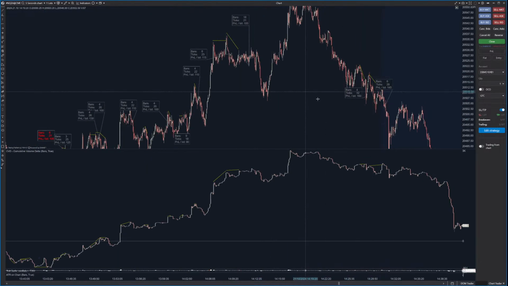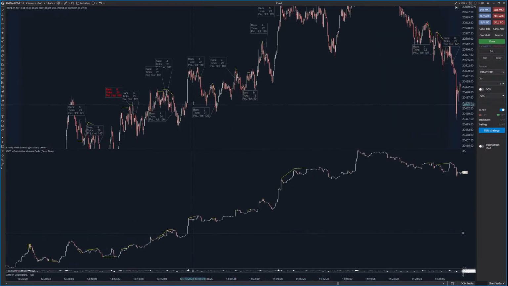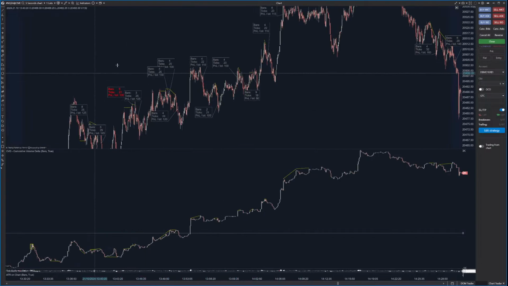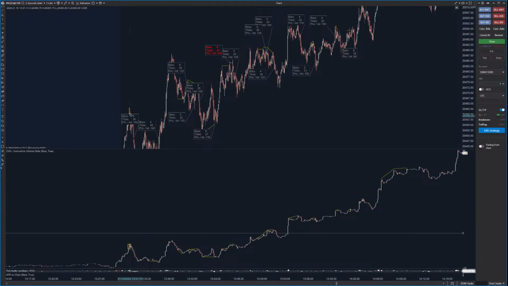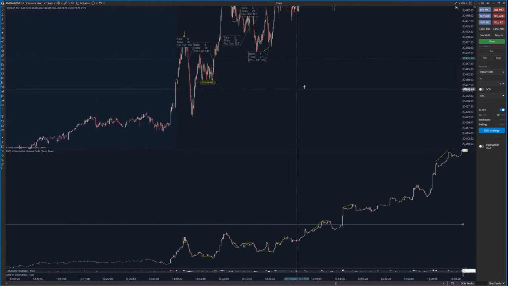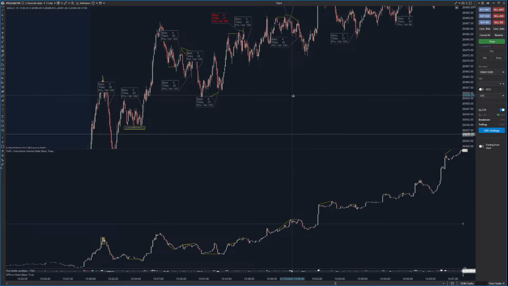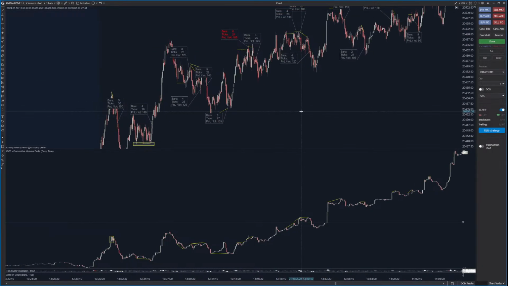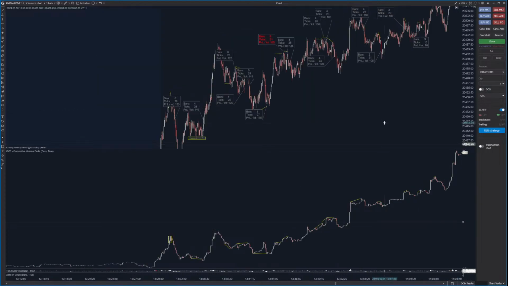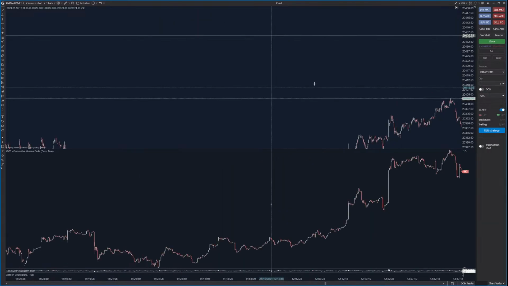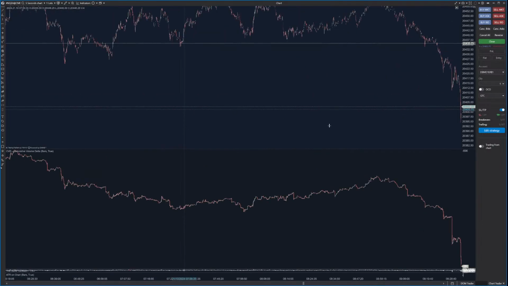So on this day, we had 1, 2, 3, 4, 5, 6, 7, 8, 9, 10, 11, 12, 13, 14, 15, 16, 17, 18, 19, 20 setups on the 5-second chart. Most of them hitting take profit at about, let's say on average, between 20 and 30 ticks. So great scalping strategy. 1 hour of trading in the New York Open.